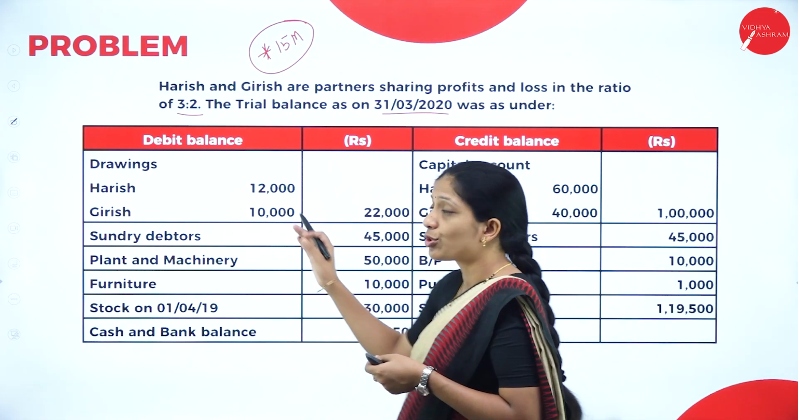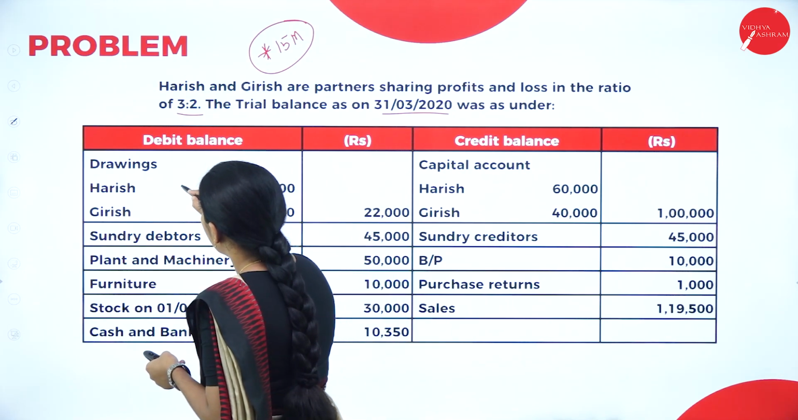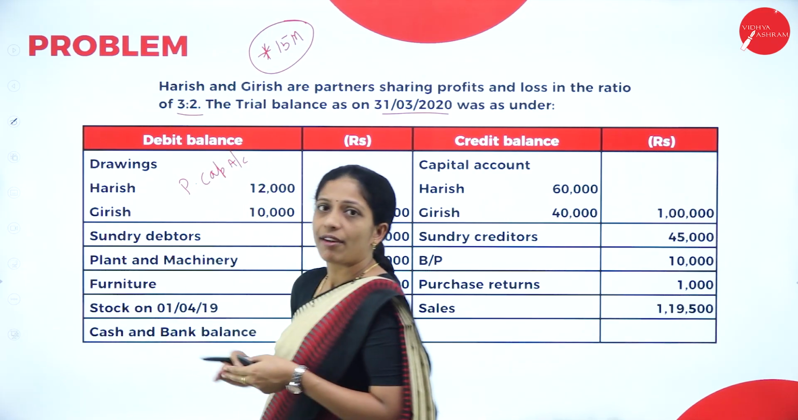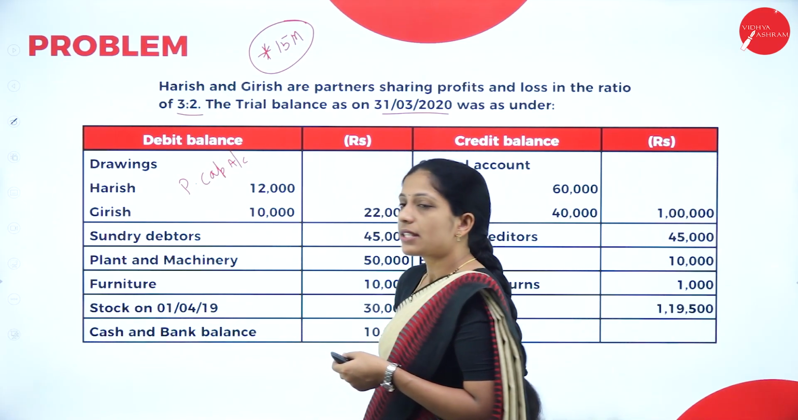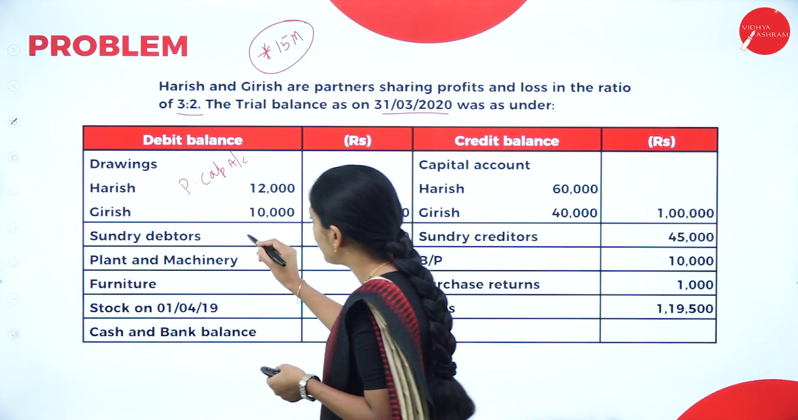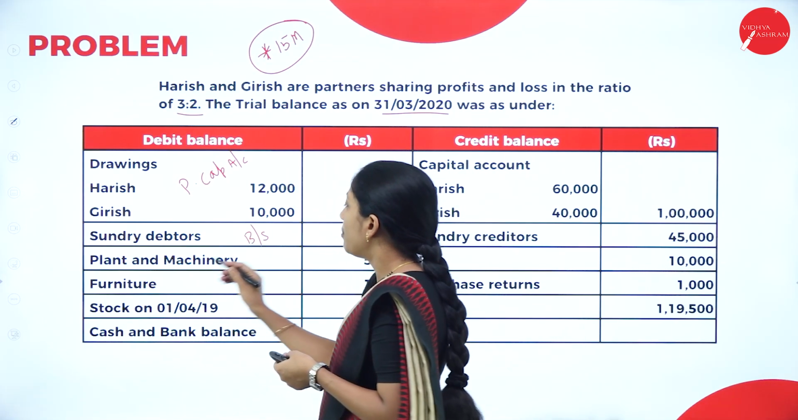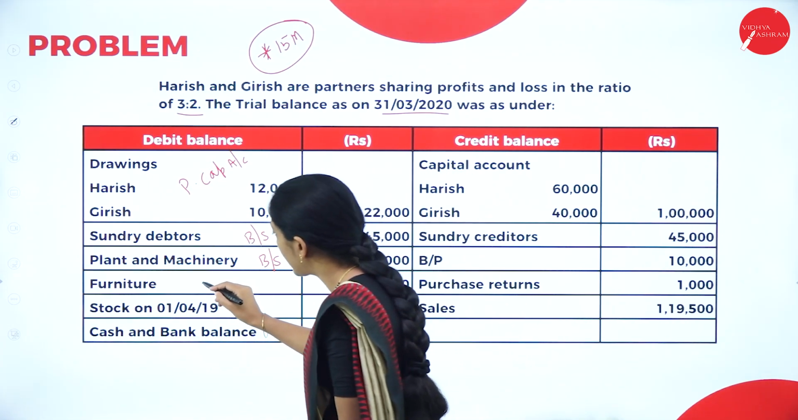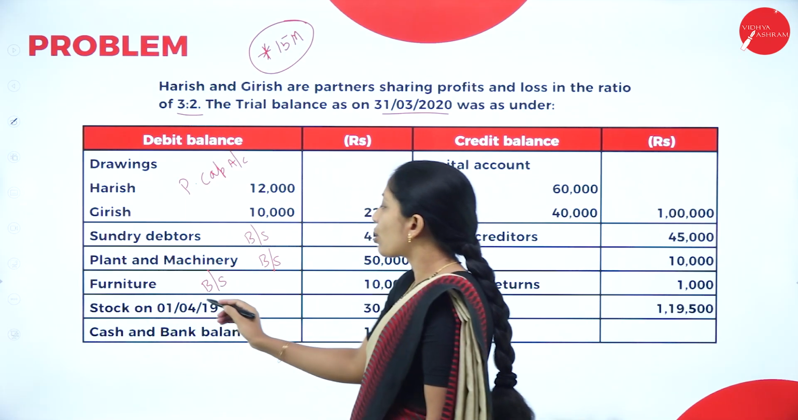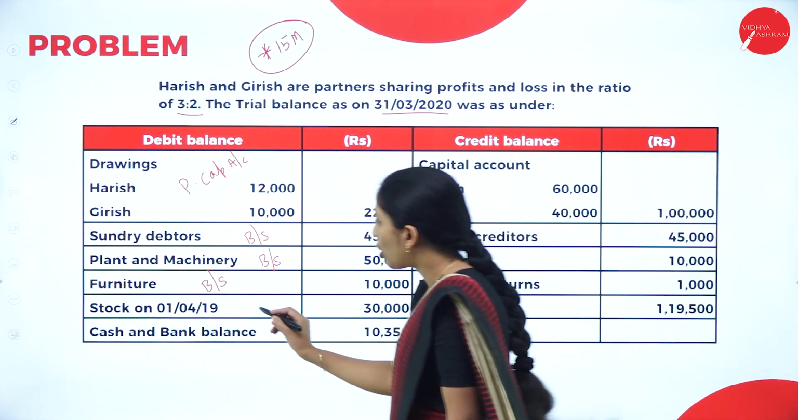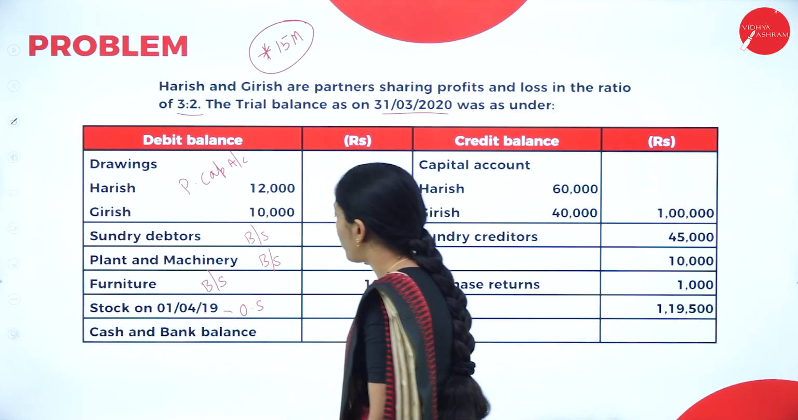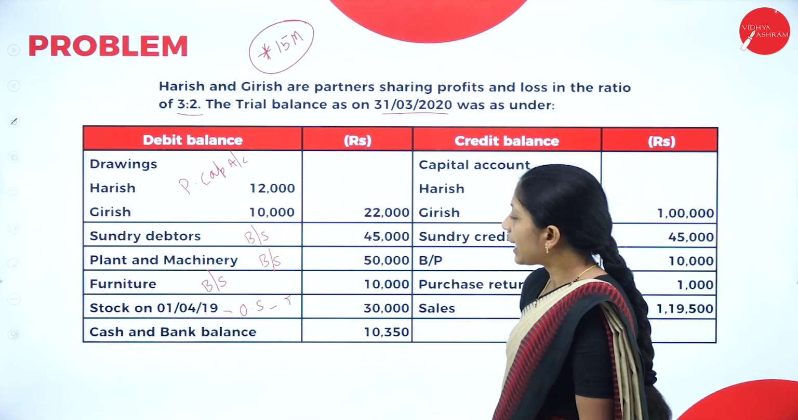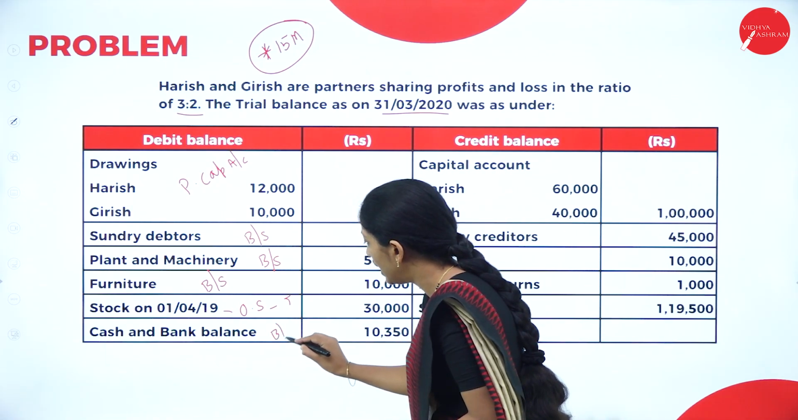Now coming to your drawings. So where do you record these drawings? Drawings have to be recorded under partners capital account. Sundry debtors, since it is a capital item, we have to record in the balance sheet. Plant and machinery, it is also a capital item, so in the balance sheet. Furniture, it is a capital item, balance sheet. Stock on 1/4/2019. So this is the opening stock. So where do we record this opening stock? Under trading account. Cash and bank balance, this is also in the balance sheet.